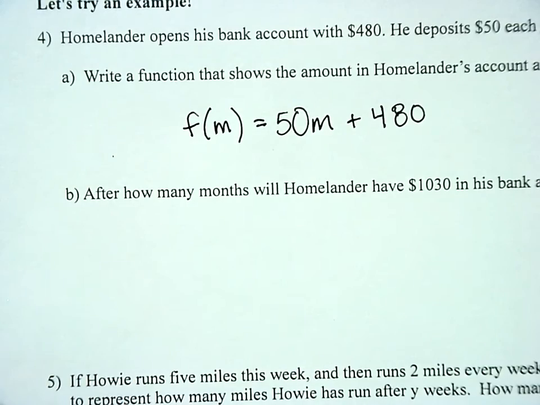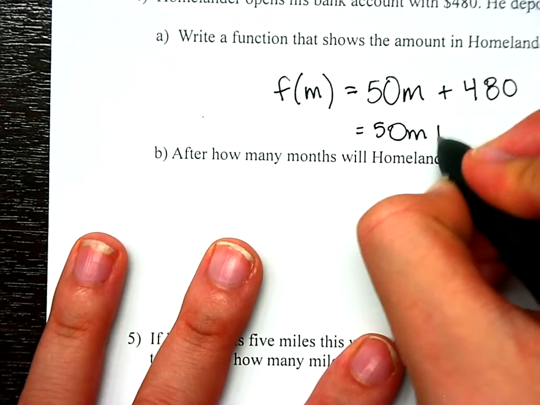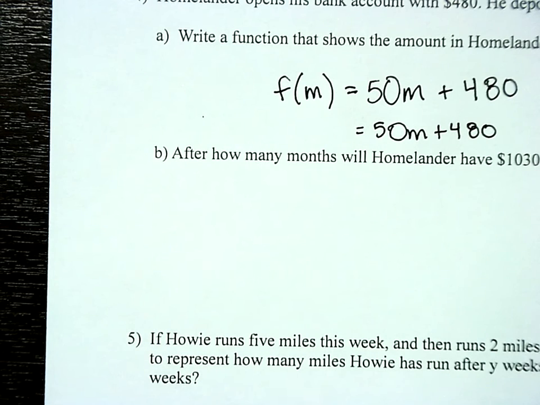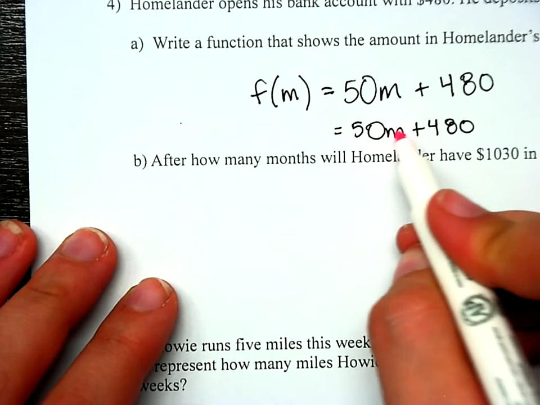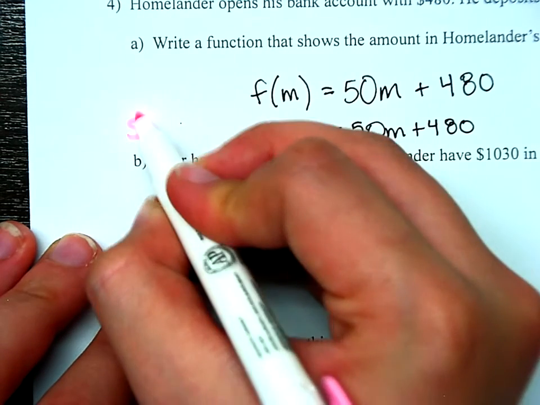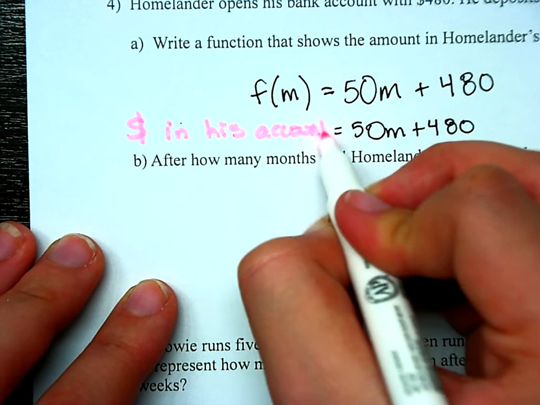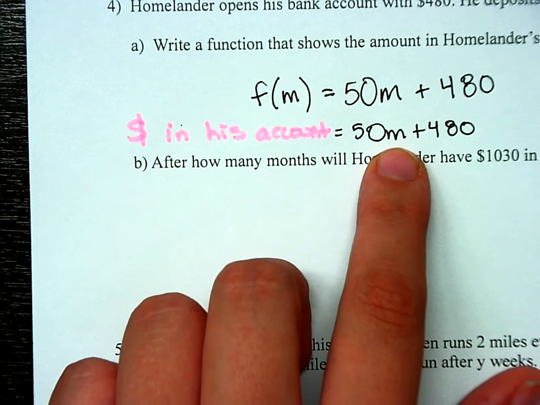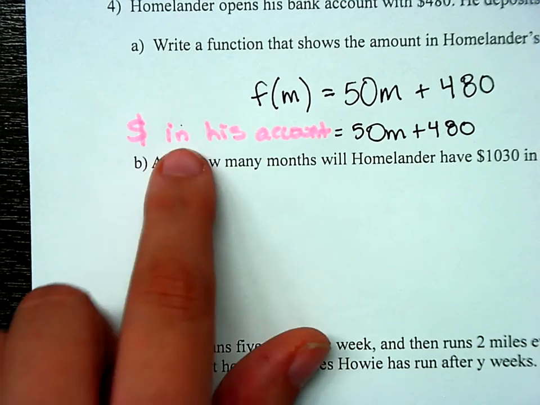I'm going to write it in a different way as well. I'm going to write the same equation, 50m plus 480, and then in a different color, I'm going to write the name of this, or what this gives us. So whatever amount I input for m, this is going to give me the money in his account. So maybe I input 1, that's after 1 month. Maybe I input 12 months, like a year. Whatever I get when I solve this is going to give me the money in his account.